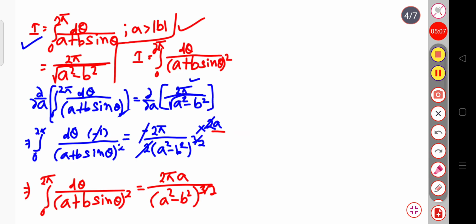Now you can see that here we want to calculate this value, that is I equal to the integration from 0 to 2 pi d theta by (a plus b sin theta) whole square. Now we get the result that this will be equal to 2 pi a divided by (a square minus b square) power 3 by 2. Clear? Now we will see the type 2.